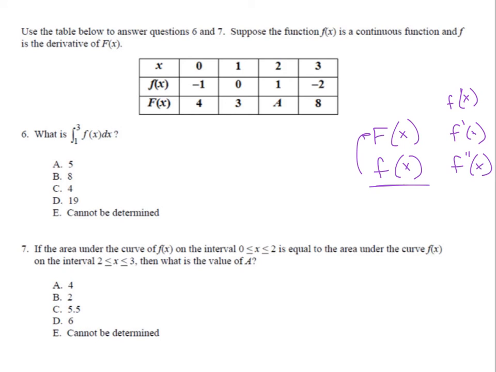All right, so what that says is, in a definite integral, since I have the derivative and I'm integrating it, I get back to big F of x, so it'll be big F of 3 minus big F of 1, which I can get from the table and find an answer, right? Because big F of 3 is 8, and big F of 1 is 3, right? So this would be 5.